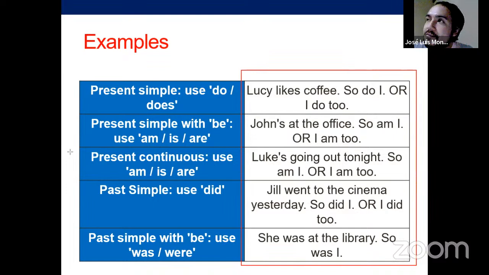Then, she, what could it be? She wrote an article last month. I did too. Very good. And so did I. Exactly. So did I. I did too. Perfect.